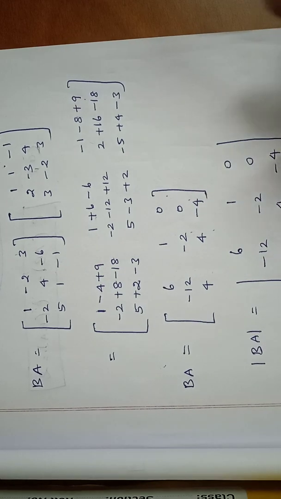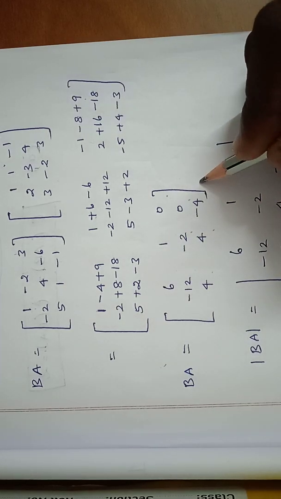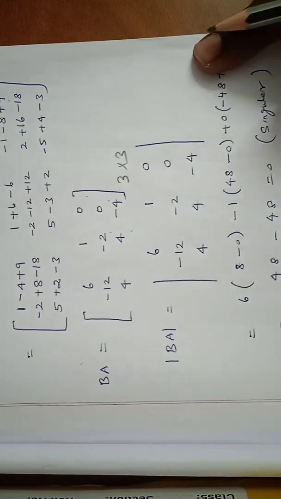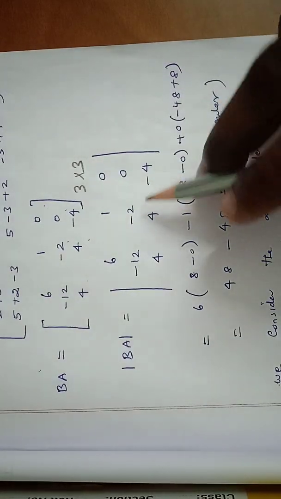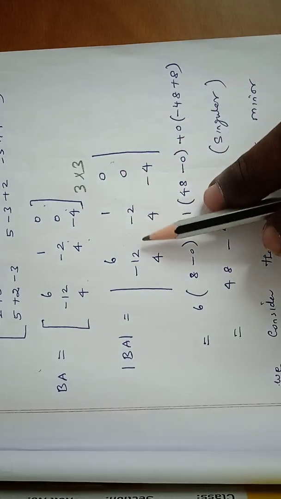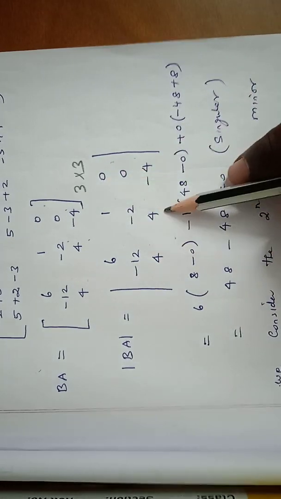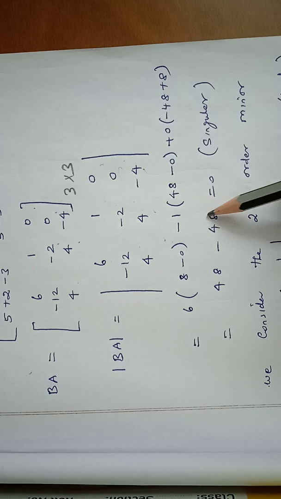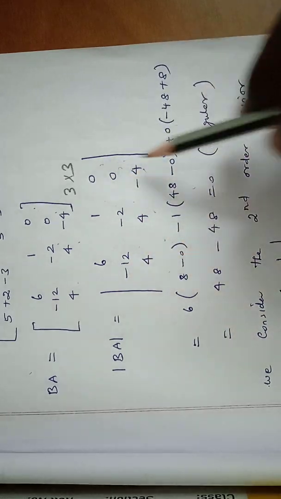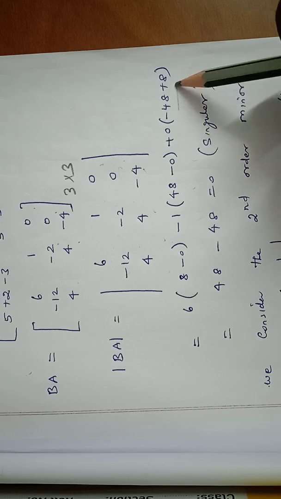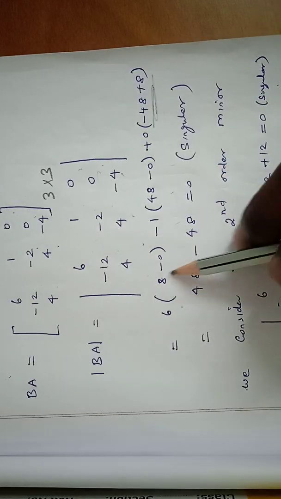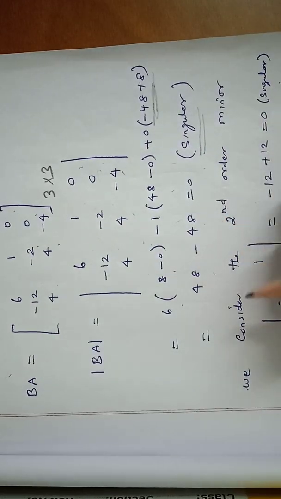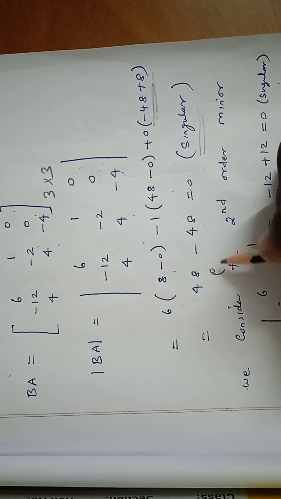So this is the value of BA. So this is the 3 by 3 matrix. So we have to compute the determinant of BA: 6, 1, 0, minus 12, minus 2, 0, 4, 4, minus 4. Find the determinant. So 6 into 8 minus 0, minus 1 into 48 minus 0, 0 into anything becomes 0. So 6 into 8 is 48. 48 minus 48 is 0. This is singular.